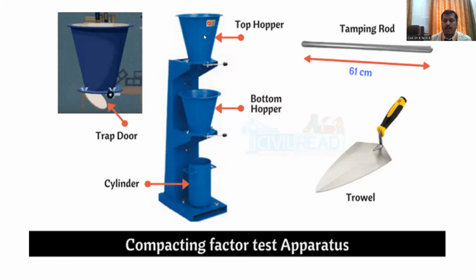You can see this is the hopper. Two hoppers are attached to this compaction factor apparatus. The first hopper is your cone. Then the second hopper, and at the bottom you have the cylinder. If you take the first hopper, it is open from the top, and it has a trap door at the bottom.